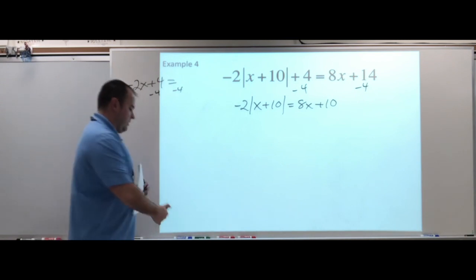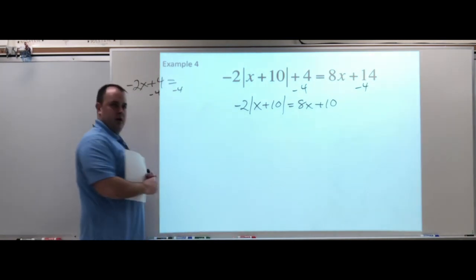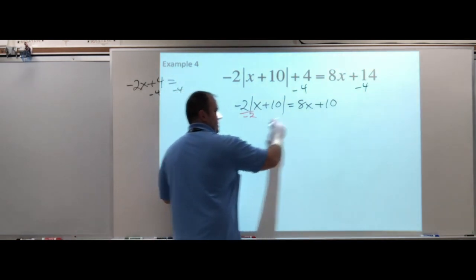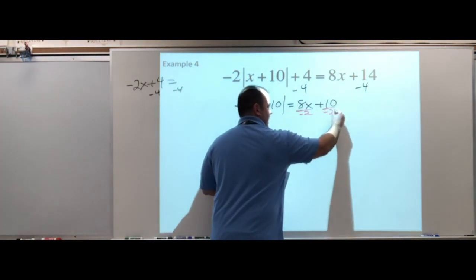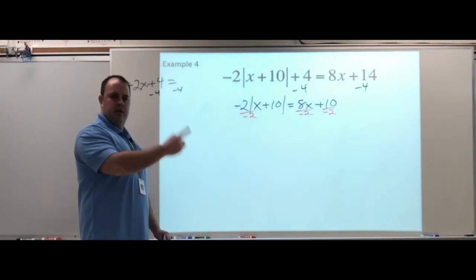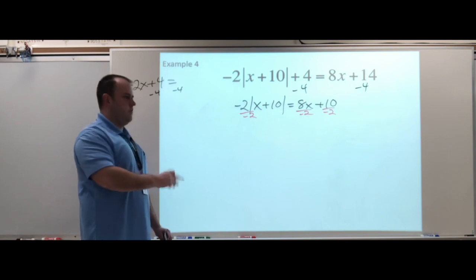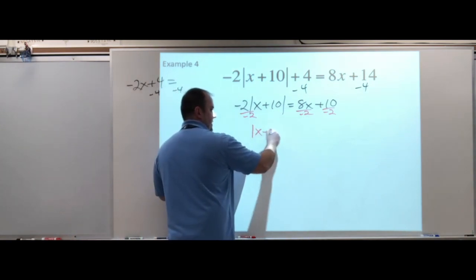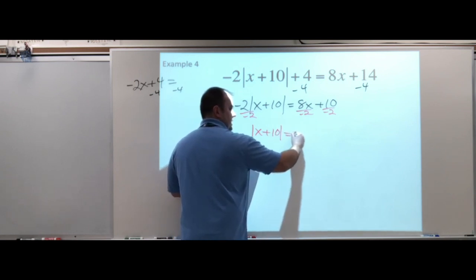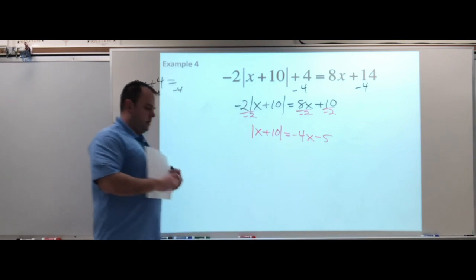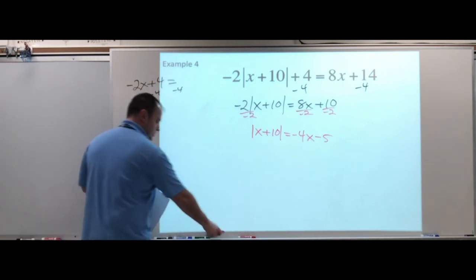Okay, and now with that -2, just like with what we did last example, we're going to divide by -2. This time we're doing it to both pieces. So notice the difference. Adding, subtracting, you look for like terms. When you're doing this division, you're going to do every piece on that side. x plus 10 equals -4x minus 5. So now let's set up our two equations and solve.